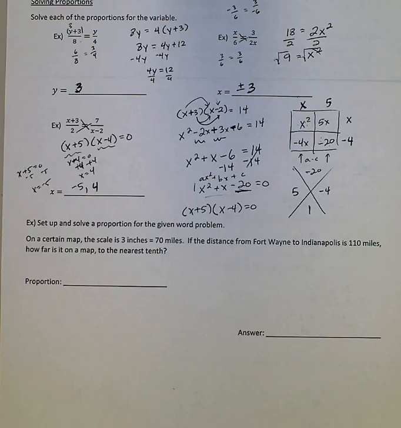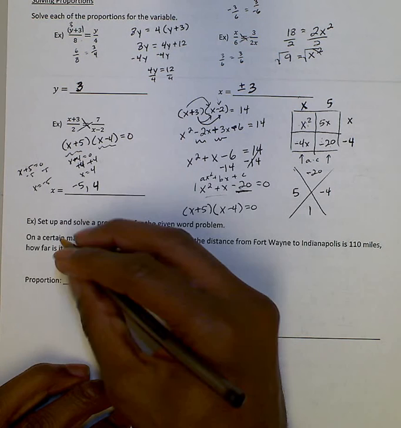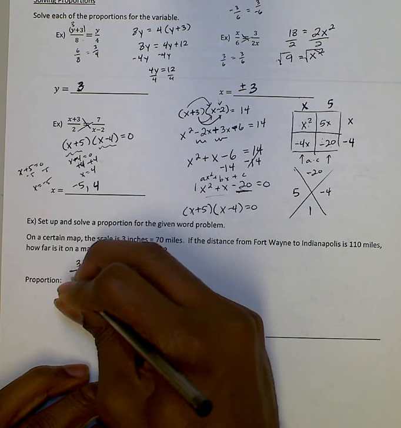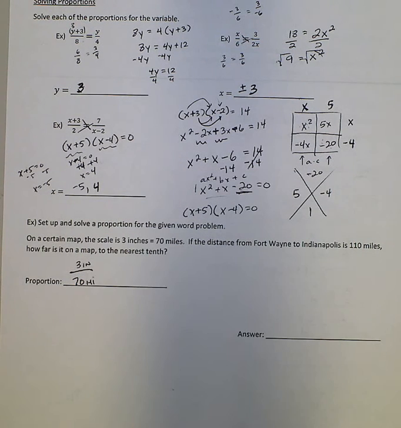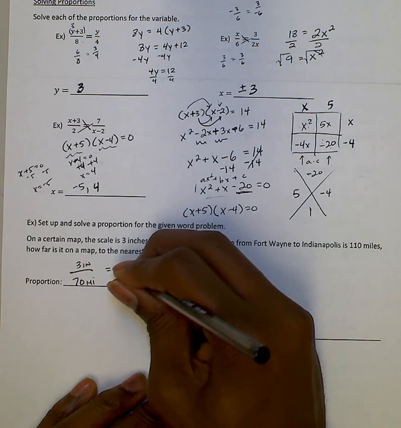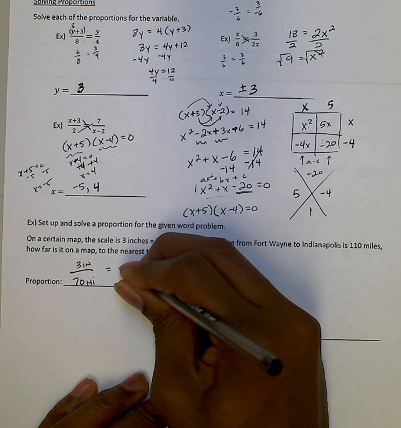Last problem. Setting up a proportion given a word problem. So on a certain map, the scale is 3 inches equals 70 miles. If the distance from Fort Wayne to Indianapolis is 110 miles, how far is it on the map to the nearest tenth? Okay, so we're just asking how many inches this is on the map. Well, we're given a scale, and so that's our proportion. The scale is 3 inches is 70 miles. So 3 inches for 70 miles. Now, on our part, we know that from Fort Wayne to Indianapolis is 110 miles.